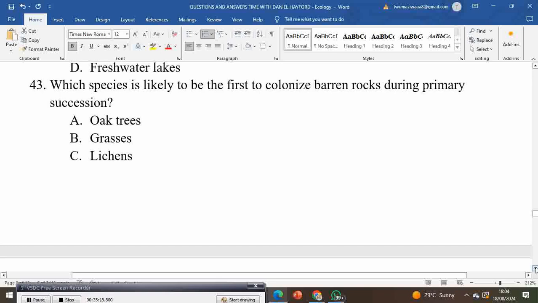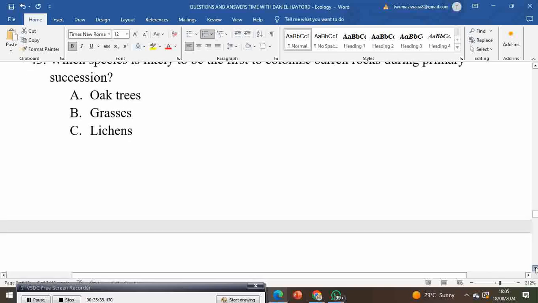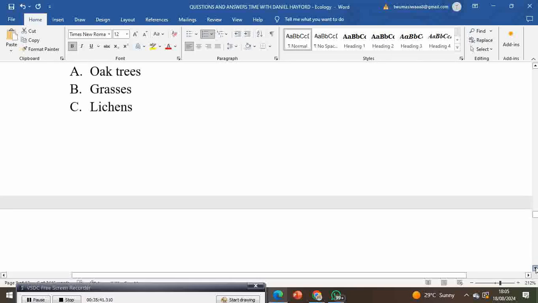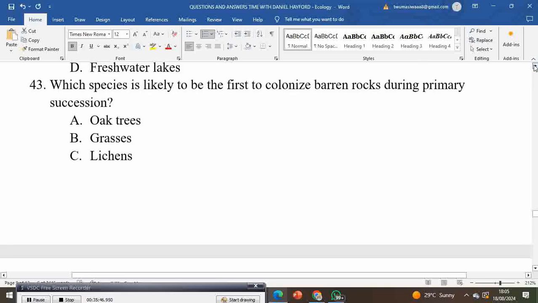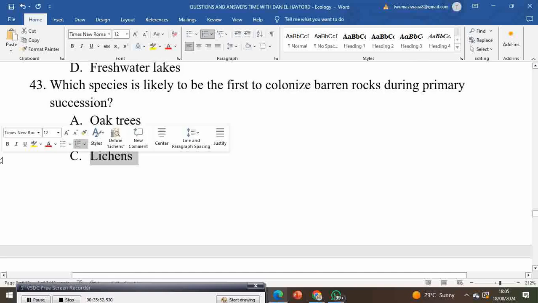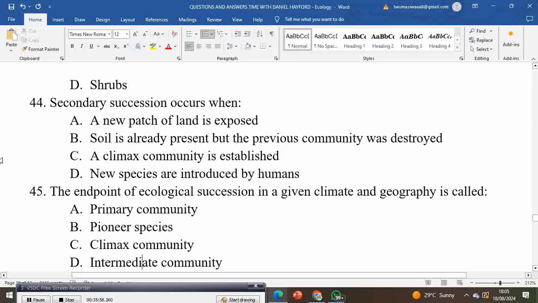Question number 43. Which species is likely to be the first to colonize barren rocks during primary succession? There are four different groups of organisms. Which of them will be most likely to colonize barren rocks during primary succession? A, oak trees. B, grasses. C, lichens. And then D, shrubs. Our best option should be the lichens.